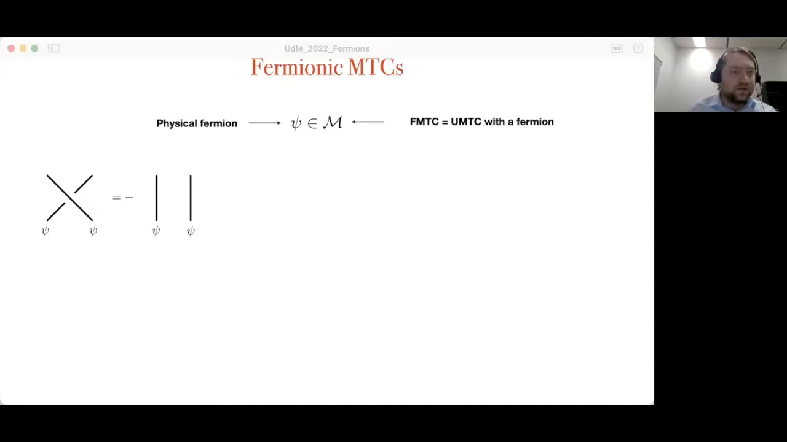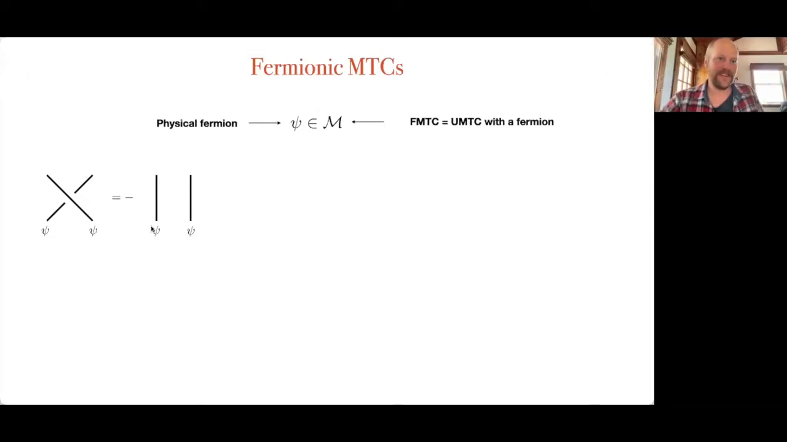Just to clarify, is this braiding related to the R matrices from your definition of an MTC? Yes, absolutely. This minus sign here is just R superscript psi. So the R is basically a scheme. Okay, good.